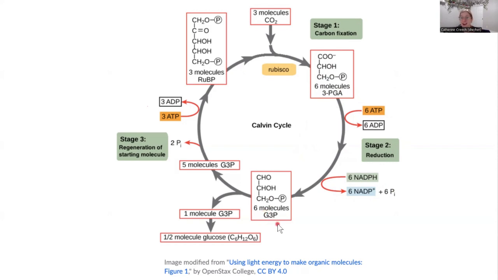But we need 5 to regenerate RUBP. So we have to put 5 back into the process or the cycle breaks. And if the cycle breaks, then we can't create sugars, and that's a problem. So all of this energy and time just to get 1 molecule of G3P, that's our net takeaway. And 1 molecule of G3P is about half of a glucose.